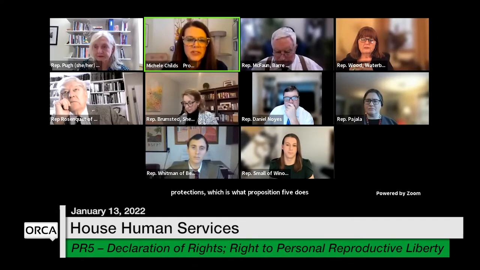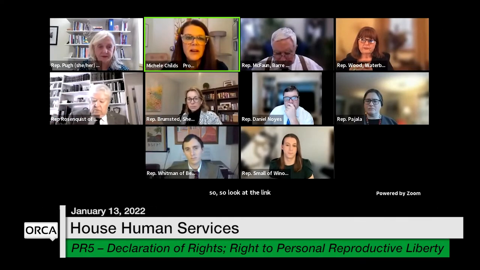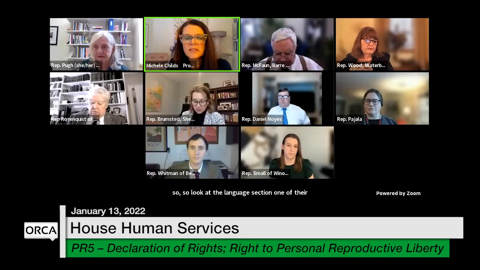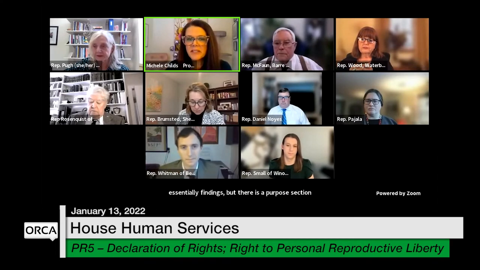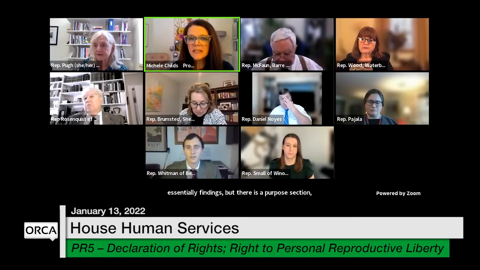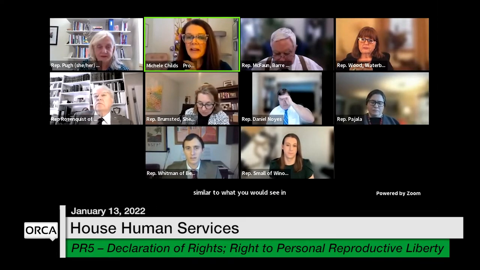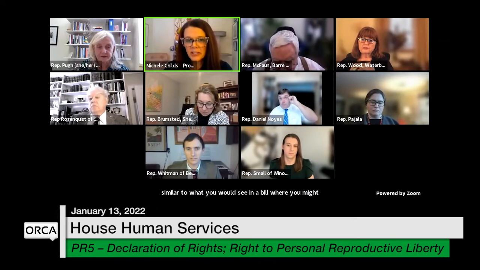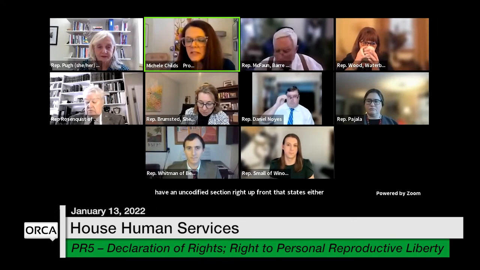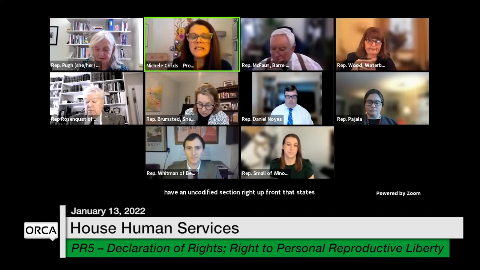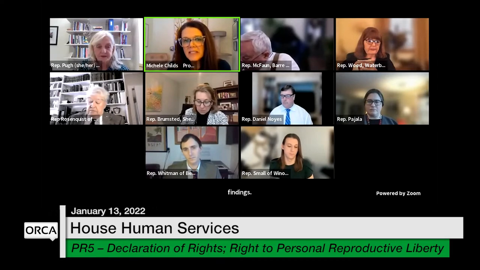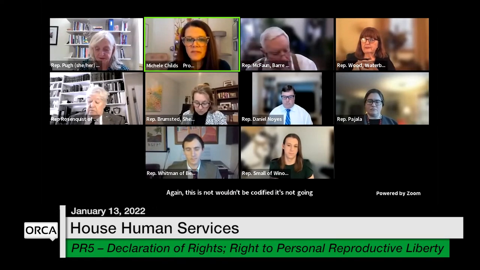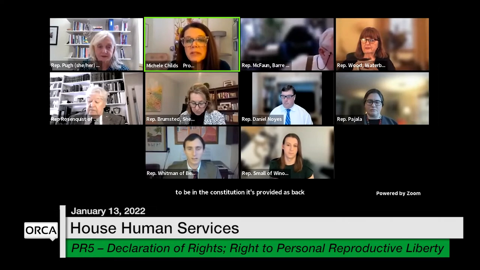So looking at the language, Section 1 of the proposal, and I think that this is perhaps what Representative Rosenquist was referring to, there aren't essentially findings, but there is a purpose section you'll see in Section 1. This is similar to what you would see in a bill where you might have an uncodified section right up front that states either a legislative intent or purpose, or sometimes findings. Again, this wouldn't be codified. It's not going to be in the Constitution. It's provided as background with regard to the purpose.